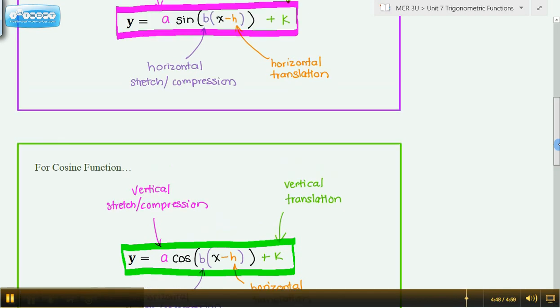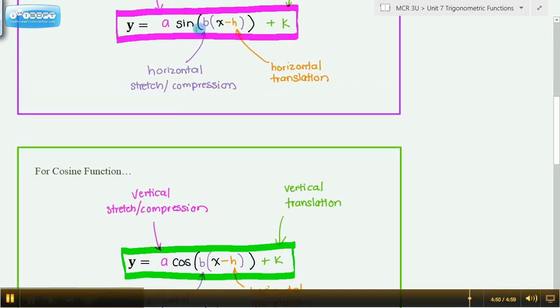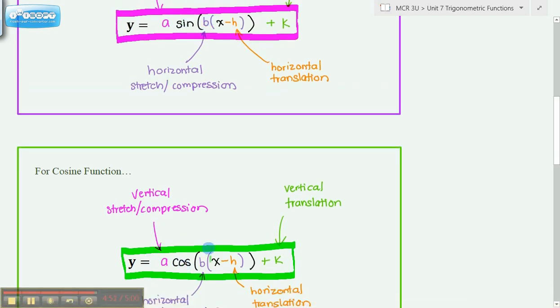Now these two functions look the same except for the sine and cos, but the same properties of the transformations are in the same locations. So keep that in mind as you work through the problems.